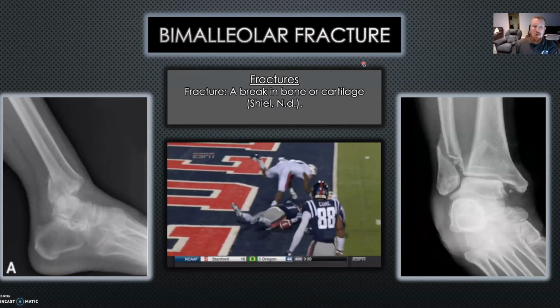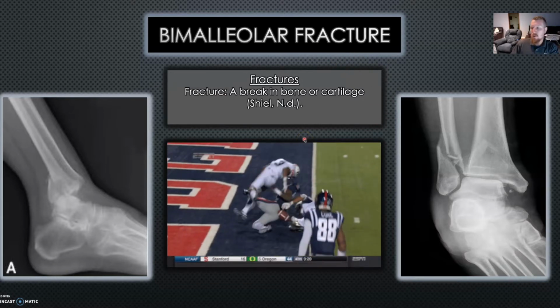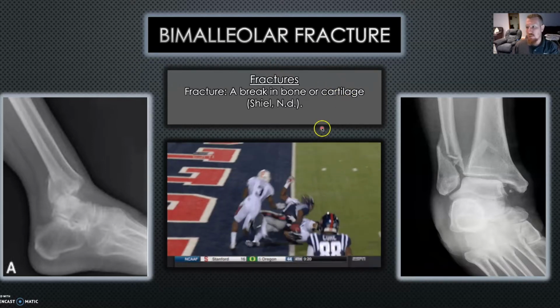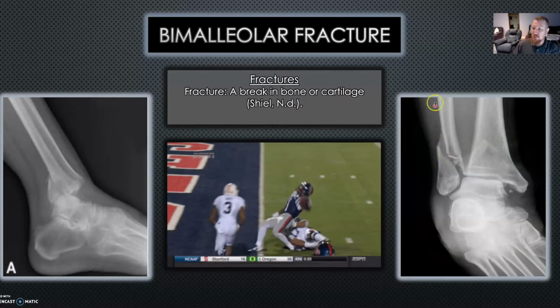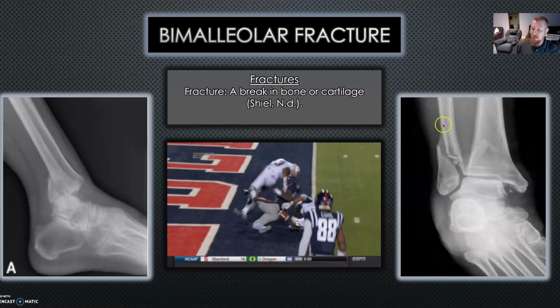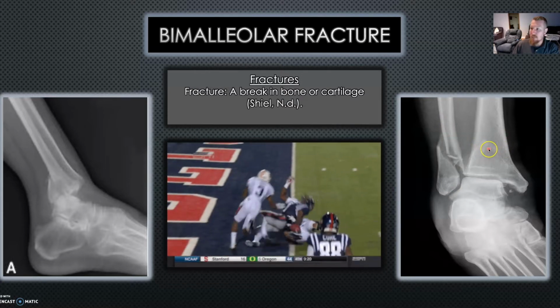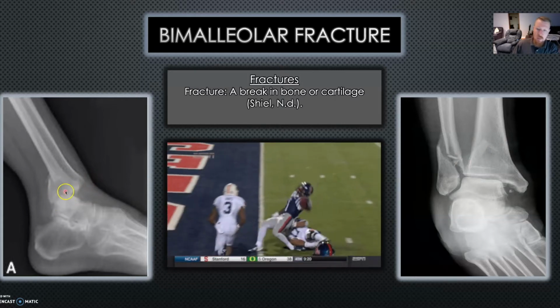Last injury is going to be our bimalleolar fracture. A fracture is going to be a break in a bone or a cartilage, and in this case, we have the bimalleolar fracture, which we'll look at underneath our anatomy and assessment. But we are going to have fractures to the fibula and the lateral malleolus, as well as a fracture in the tibia or the medial malleolus. And you can see that here in this x-ray right over here.